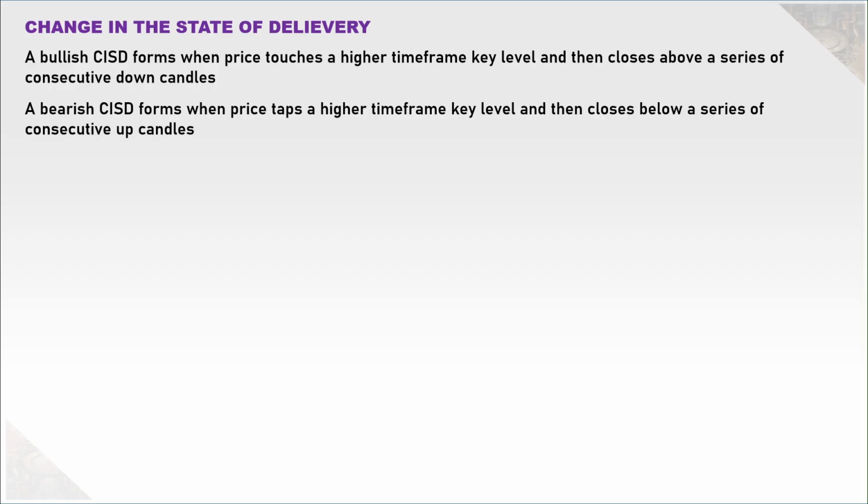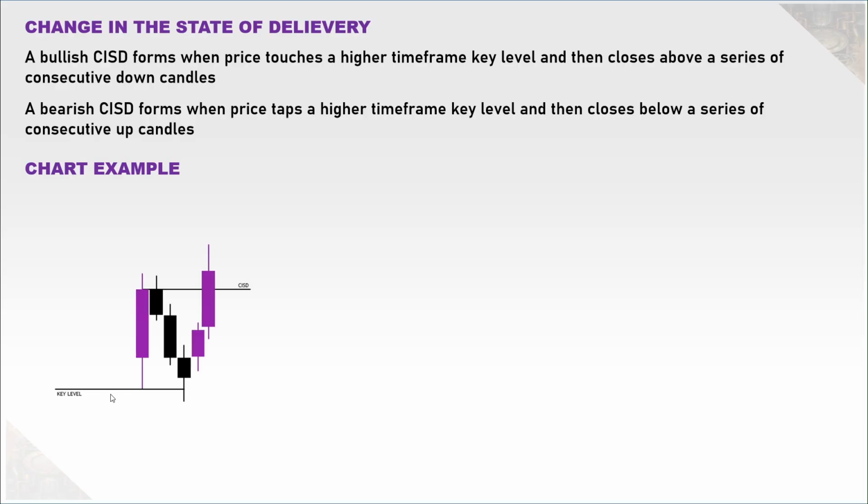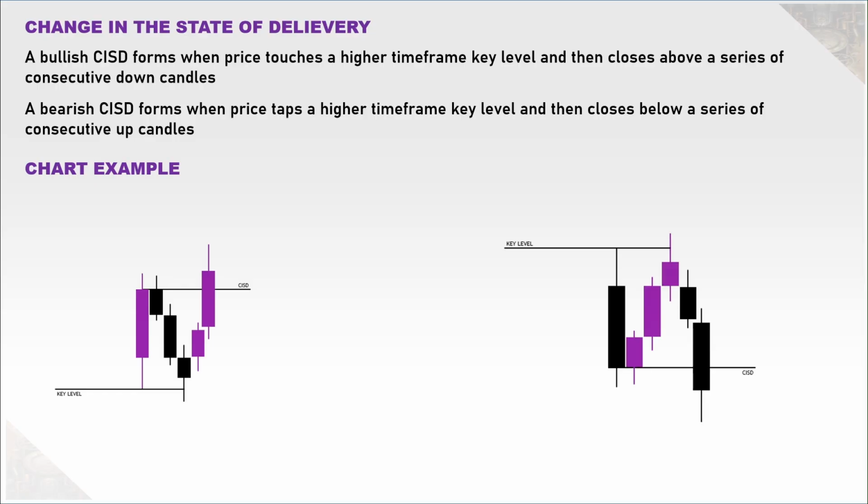Let me show you the chart example. We have just touched the high time frame key level and closed above the series of down close candles, which is a bullish change in the state of delivery. And then we have this example of a bearish change in the state of delivery. We have the high time frame key level, we touched it, and then we have the series of up close candles, which is the bearish change in the state of delivery. Okay guys, let's go into the charts to understand it more deeply.